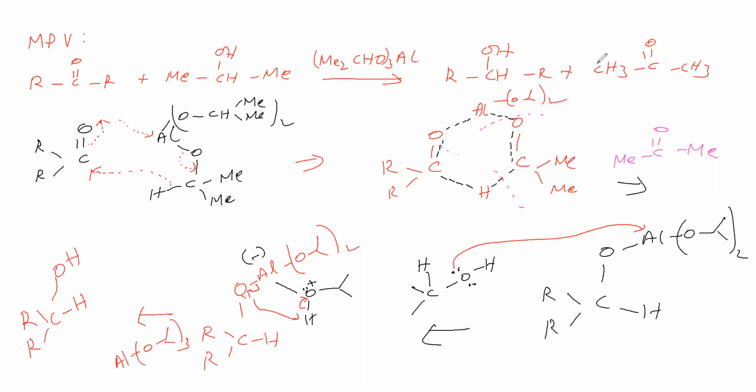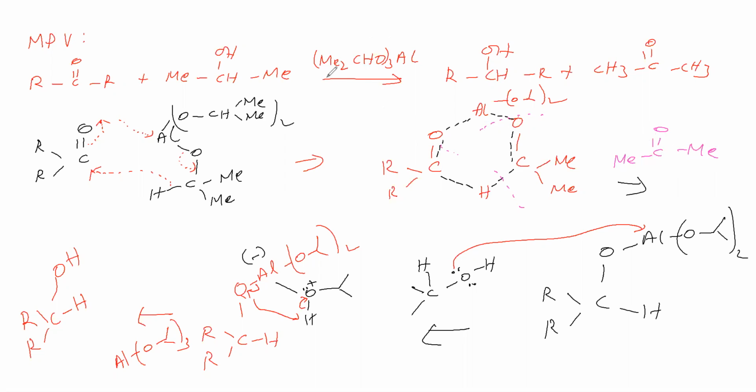From where are we getting this acetone? It comes from the catalyst, aluminum isopropoxide. That catalyst made a transition state with this carbonyl group, and from this the acetone is leaving. So this acetone we got from this catalyst, aluminum isopropoxide.